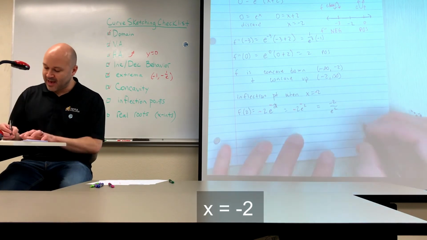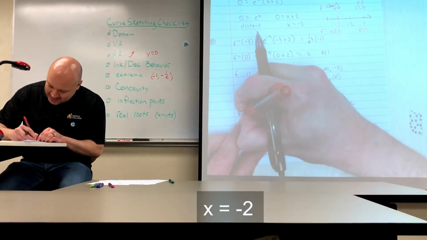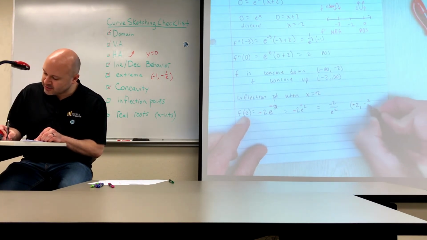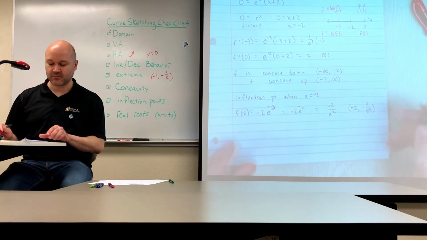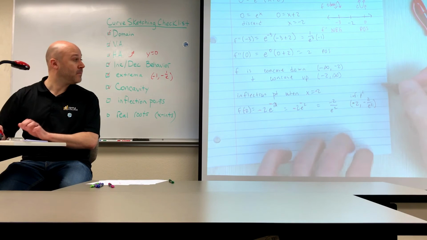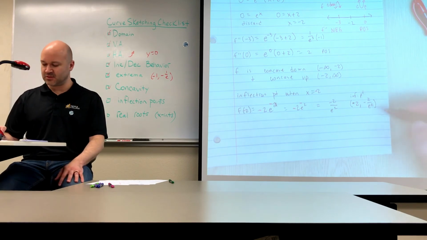So there we go. I have an inflection point at -2, comma, -2 over e squared. Decimal approximation, e squared is about 7.427-ish. It's good enough.